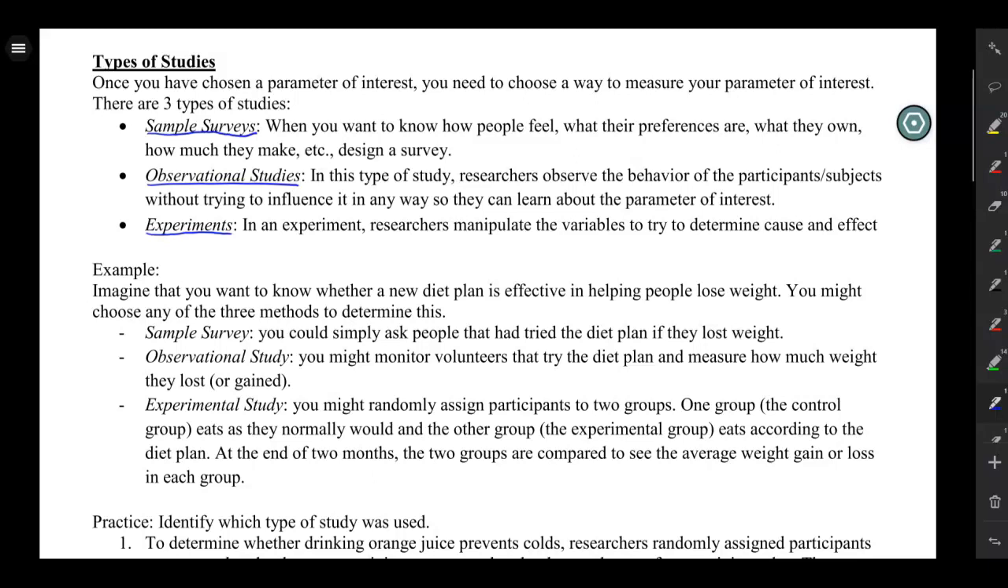As you may imagine, each of these different types of studies is going to give you an answer to your research question about whether this new diet plan is effective, but it's going to give you a different type of answer, and some of the different studies are maybe going to provide a more concrete or reliable answer.